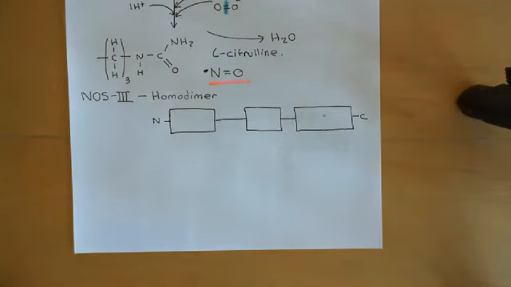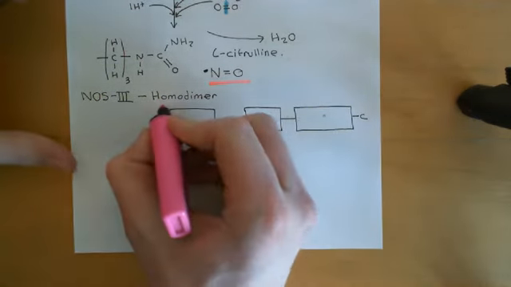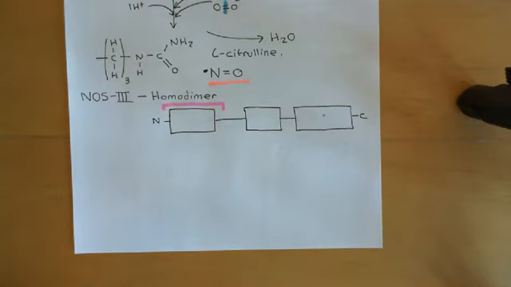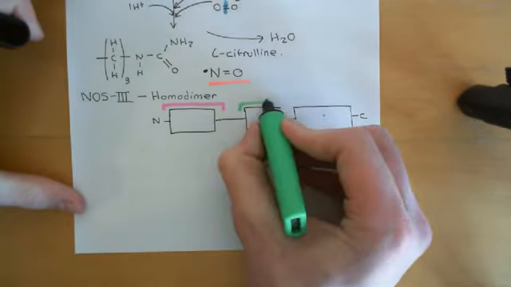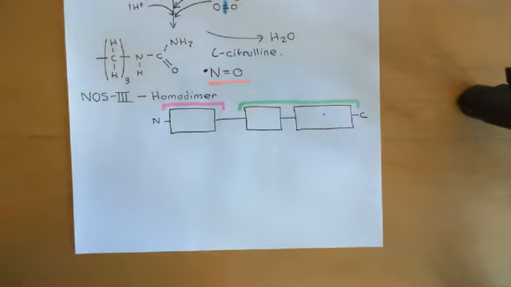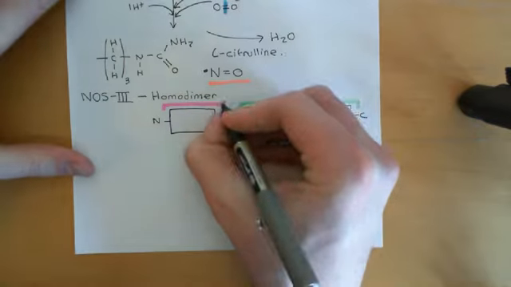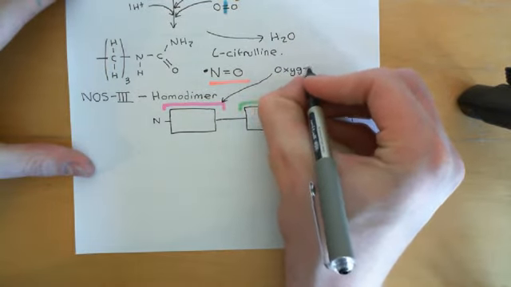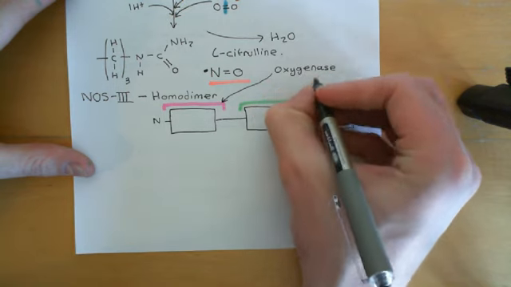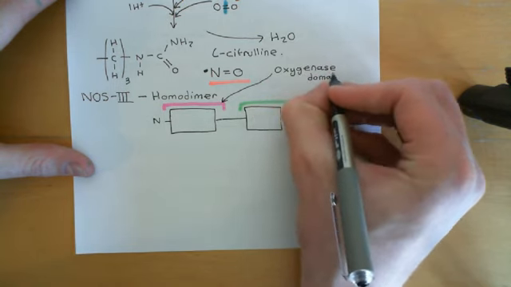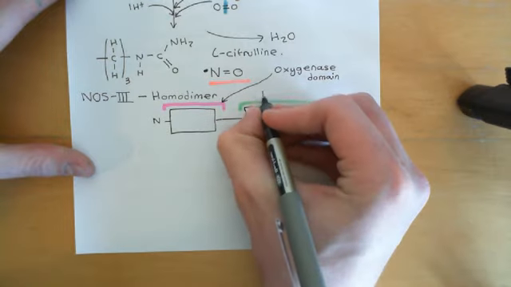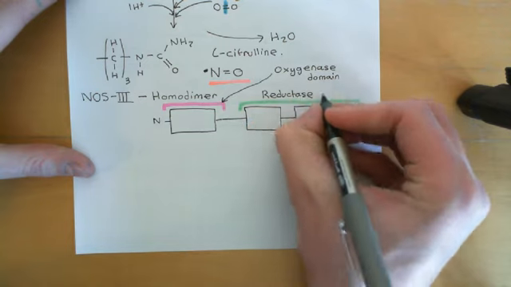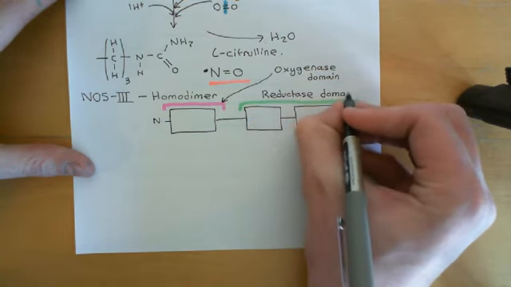So the 2 fundamental domains which we can divide up are this one here, which is at the amino terminus, and then this one back here, which is closer to the C-terminus, which is in green here. Now this one in purple is known as the oxygenase domain of the nitric oxide synthase 3 protein. So this is the oxygenase domain. Whilst this domain here is known as the reductase domain of the nitric oxide synthase 3. So this is the reductase domain.